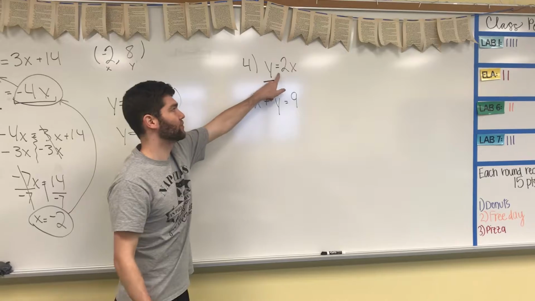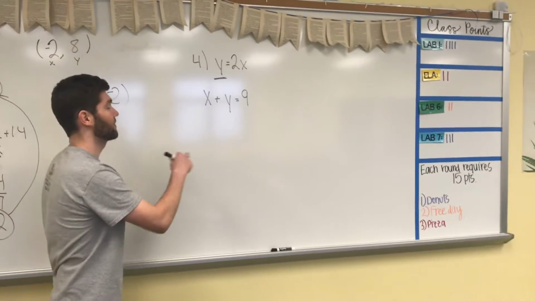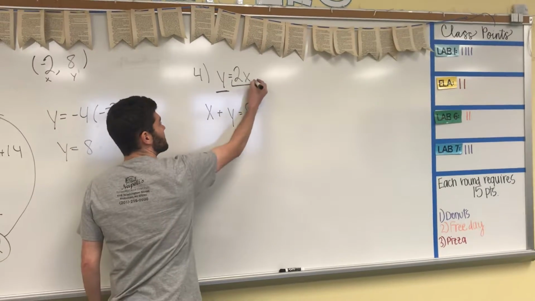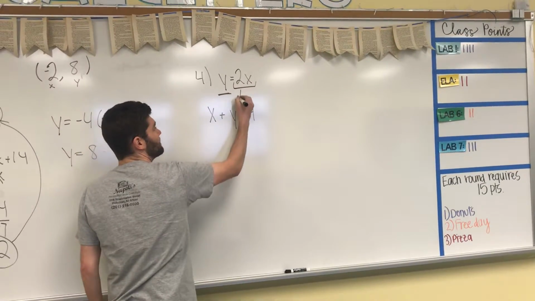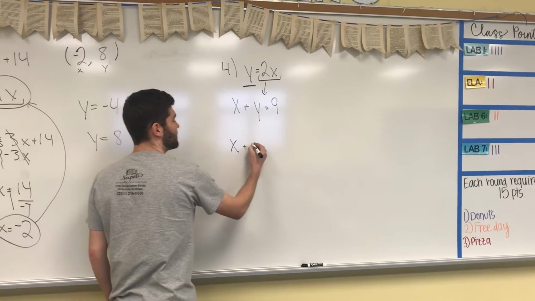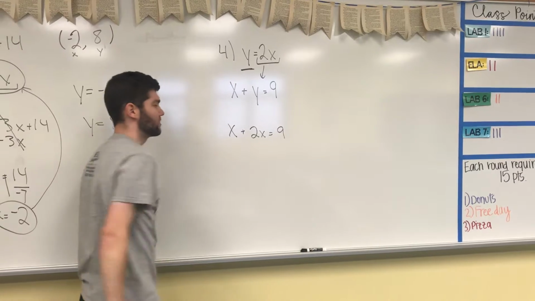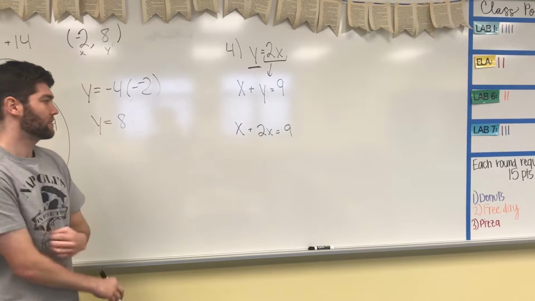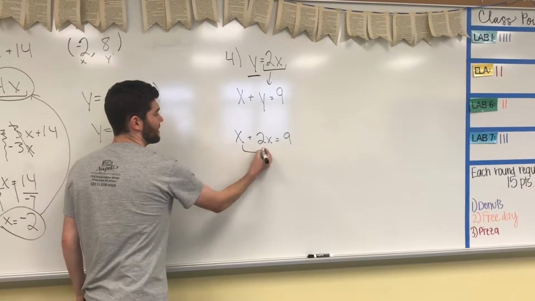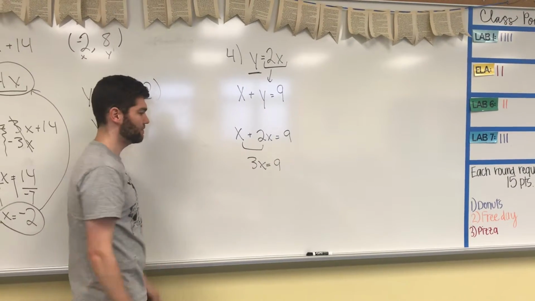I have a y equals 2x. So for this equation, I'm just going to solve it like we did yesterday. I'm going to take this 2x and plug it in for y. So I have x plus, instead of y, I'm going to put 2x and bring down my 9. So I have x equals x plus 2x. I can combine that and get 3x equals 9, and I have a one-step equation.